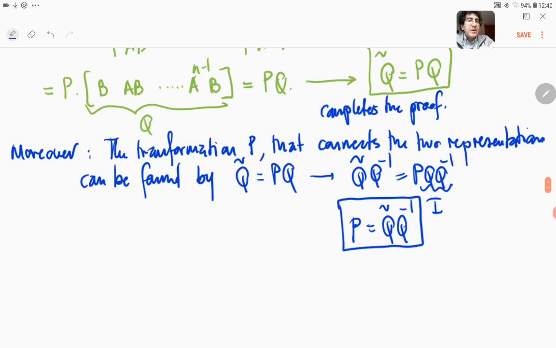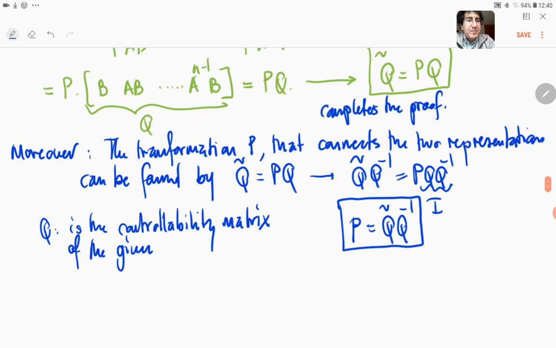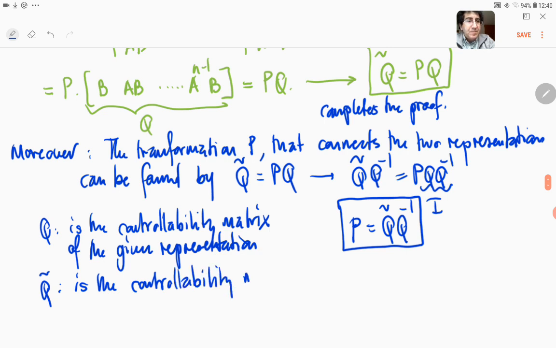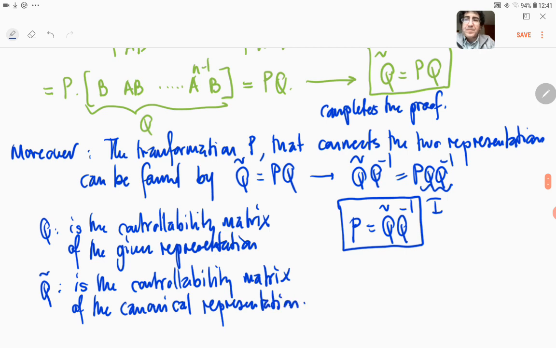Remember, Q is the controllability matrix of the given representation, and Q tilde is the controllability matrix of the controllable canonical representation.